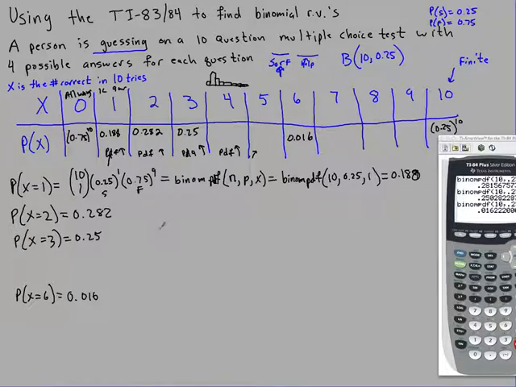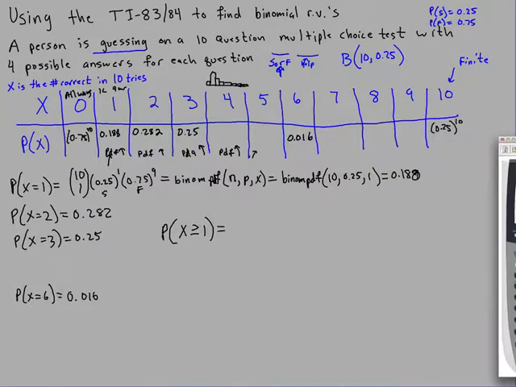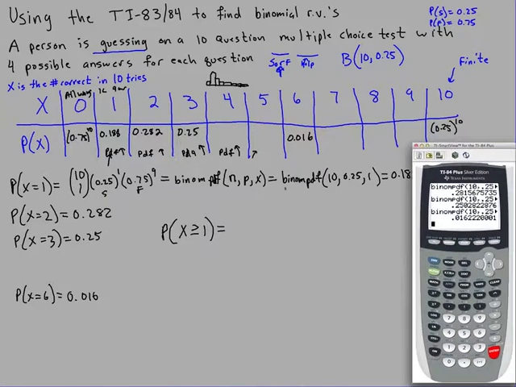Now I'm going to start showing you how to do the CDF. Okay, so let's look. The probability that x is at least 1. We've done a lot of this, at least if you've been in my class. If I say at least 1, then I'm interested in 1 plus 2 plus 3 plus 4 plus 5 plus 6 plus 7 plus 8 plus 9 plus 10. But we already know that the complement of 1 to 10 would be 0. So I could do 1 minus the probability that x equals 0.